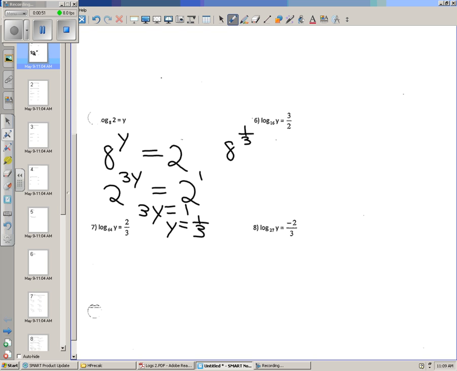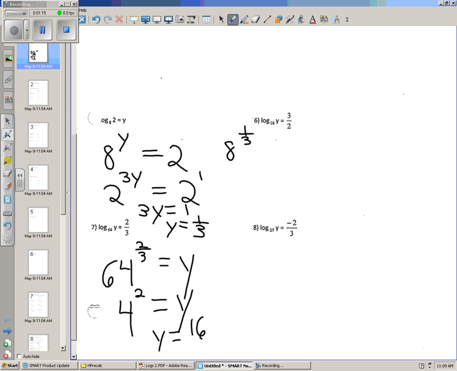So for 7, we rewrite this as 64 to the 2/3 equals y. Again, the denominator of the exponent tells us which root to take. So the third root of 64 is 4. 4 multiplies 3 times to get up to 64. And then 4 squared is 16.